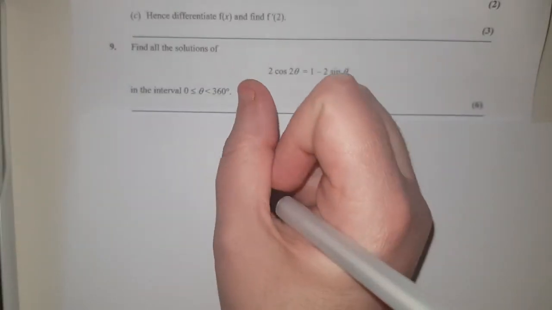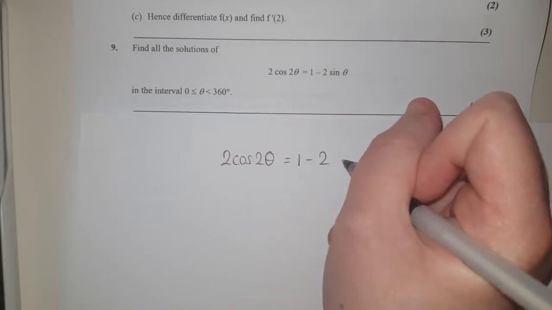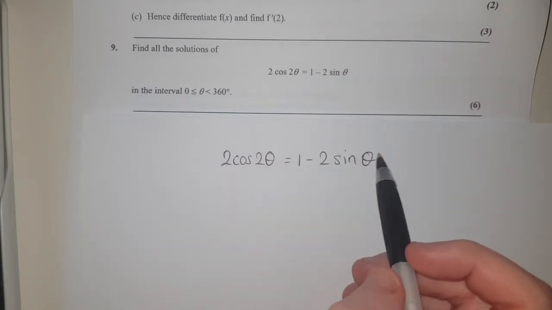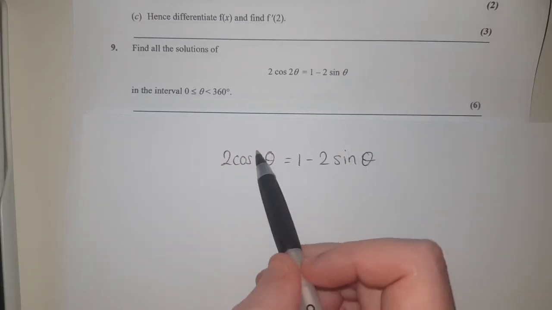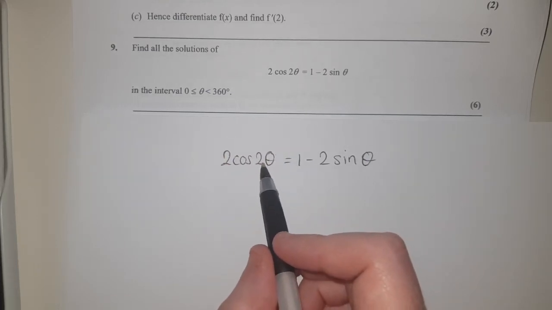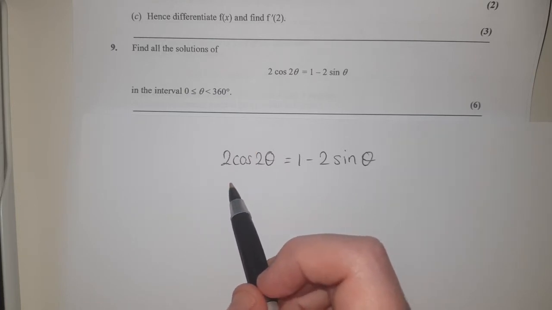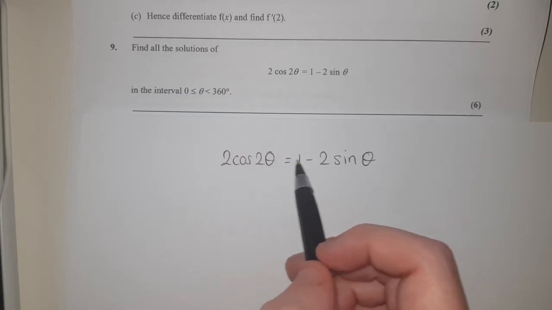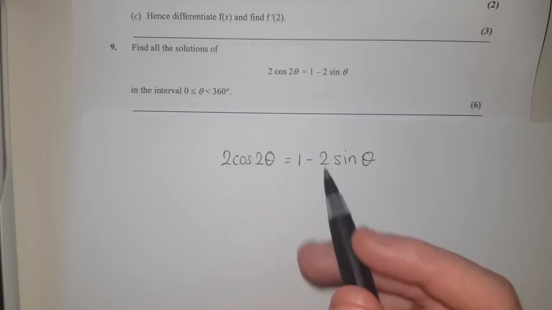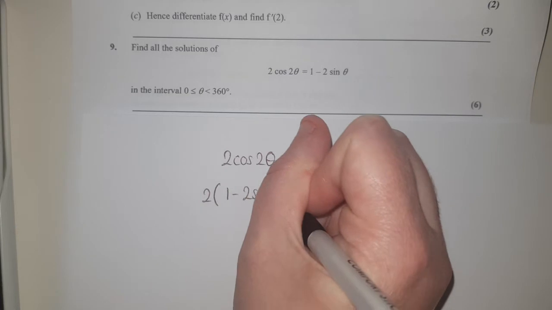Right, so we've got 2 cos 2 theta is equal to 1 minus 2 sine theta, and we want to solve that between 0 and 360. Now, because we've got a 2 theta in there, we're going to use the cos 2A formula, and that gives me 3 options. I've either got 2 cos squared minus 1, 1 minus 2 sine squared, or cos squared minus sine squared. Ideally we want everything in terms of the same identity, so I'm going to use the 1 minus 2 sine squared identity. So I can say 2 lots of 1 minus 2 sine squared theta.